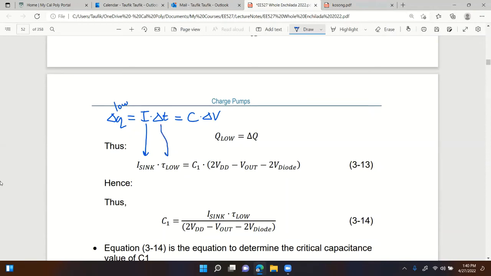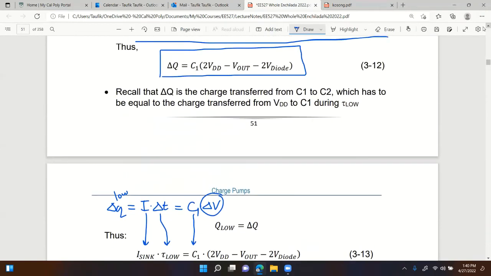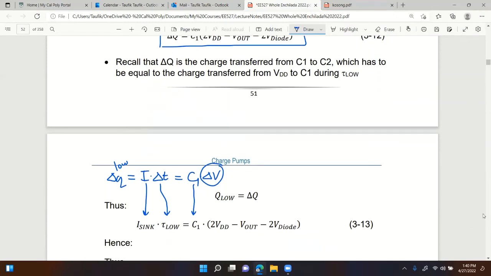That's the T for the low. And then that's C1. That's what we are charging during the time the switch is at the low position. And delta V is the voltage that we have from the previous equation right there. Actually, that's the delta Q equation right there.